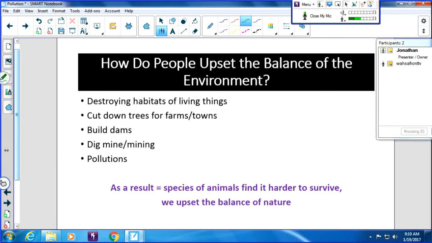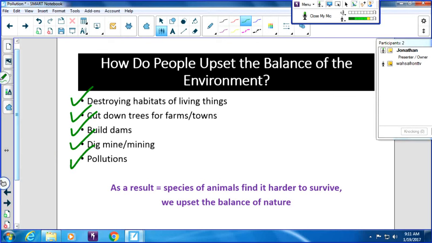So one, destroying habitats of living things. So again, we destroy animals' homes, okay, by so many different factors. Okay, pollution could be one. Making sure that they don't relocate to a different area is another factor. Cutting down trees for farmland and towns, again, in order for our towns to expand, we need to sacrifice our trees. Again, not cool because we know that trees provide so many benefits such as oxygen and shade, and other factors as well. Building dams, again, for electricity or hydro, digging and mining, again, where we dig holes in our earth, and pollution, all types of pollution.